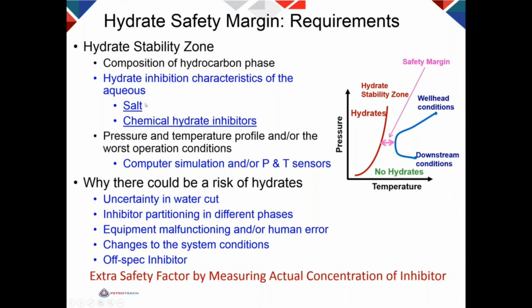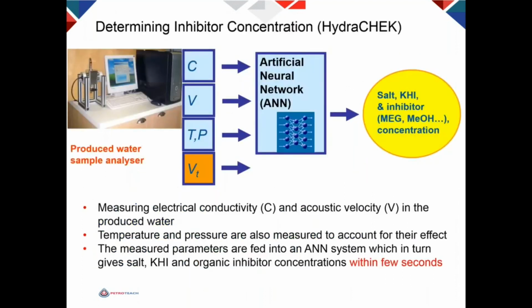And if we find something that can detect or determine the composition of the aqueous phase, we can plot this hydrate phase boundary and safety margin. And it is very good to be able to do that, because we have uncertainty on the water cut, and then equipment malfunction or human error or changes in the system condition, or the inhibitor is off spec.